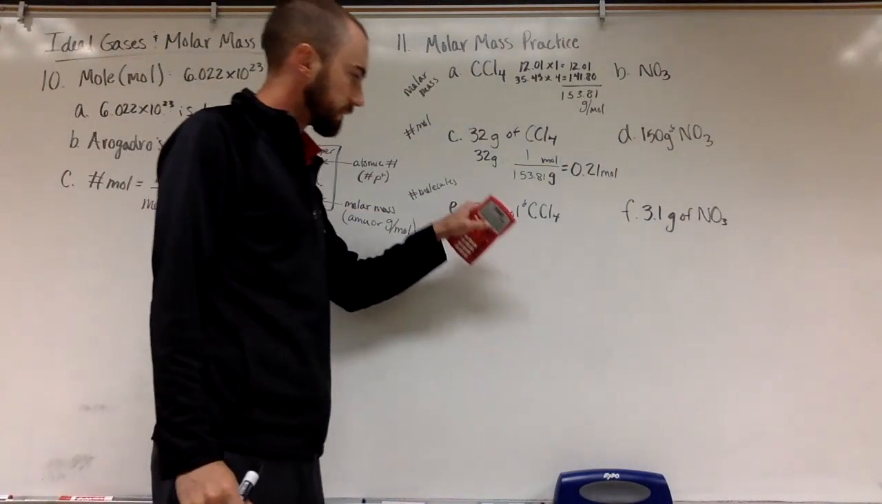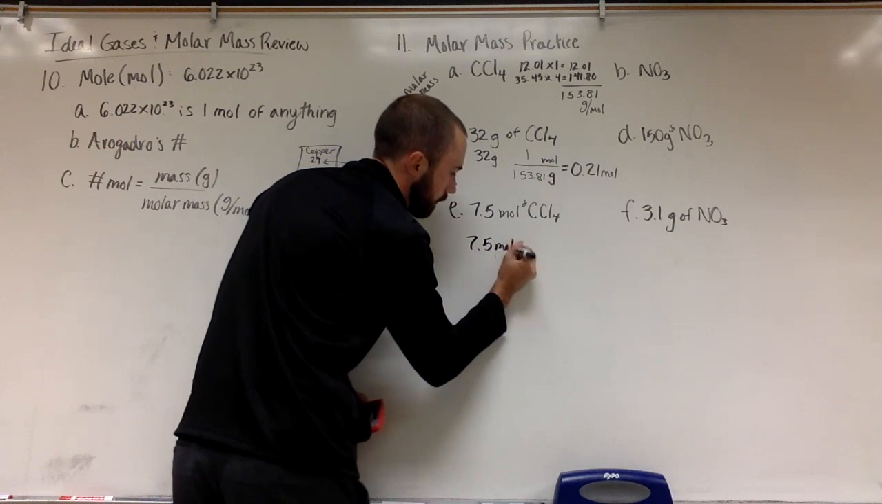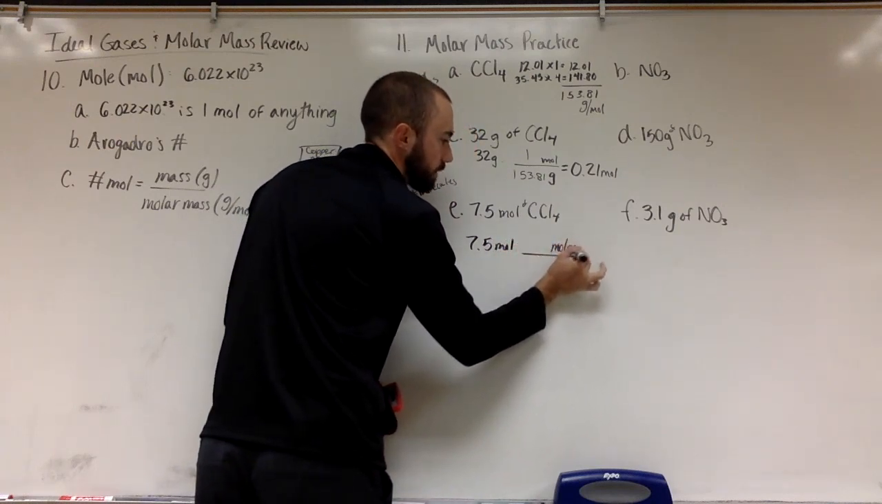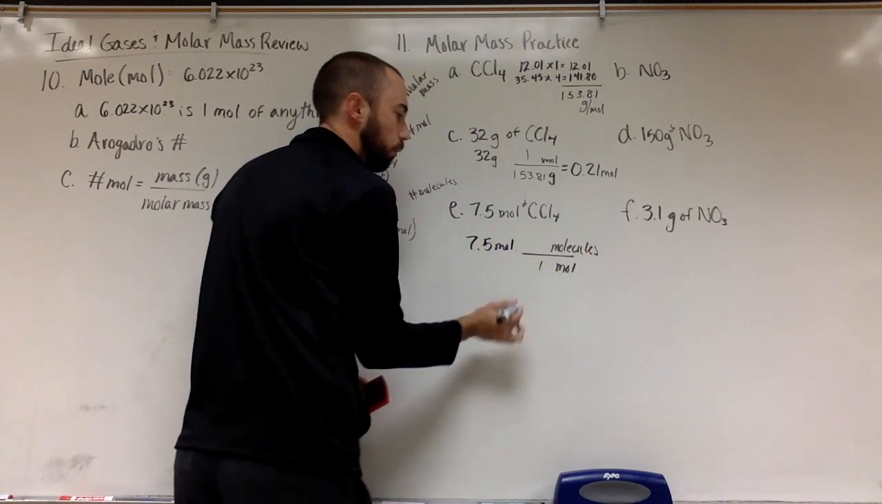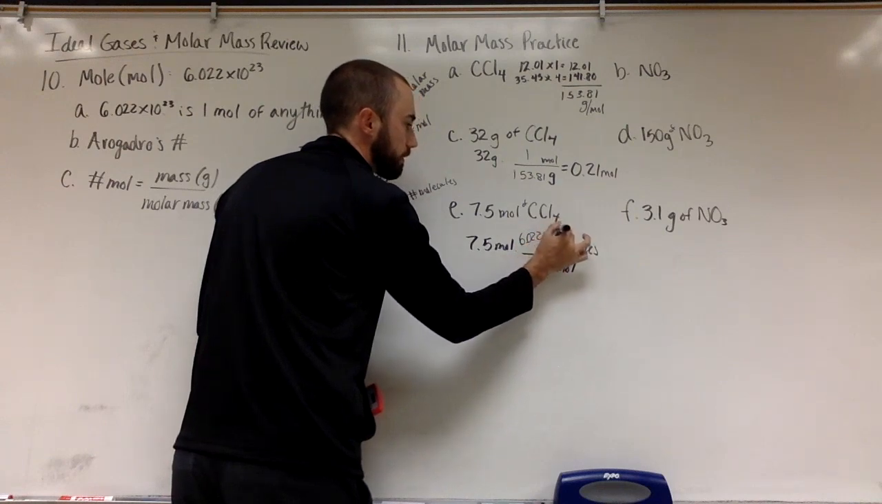On this last one here, I've got 7.5 moles of this. I want to go from moles to molecules. So I'll put moles on the bottom, molecules on the top so that it cancels out. In 1 mole, there is always 6.022 times 10 to the 23 things.